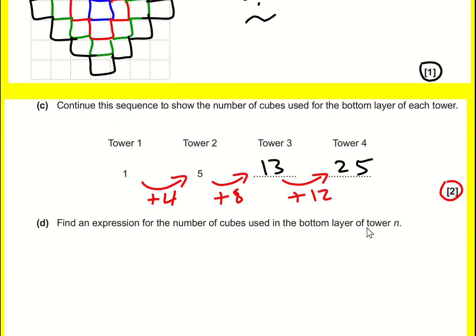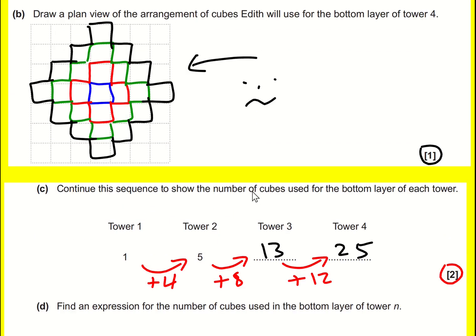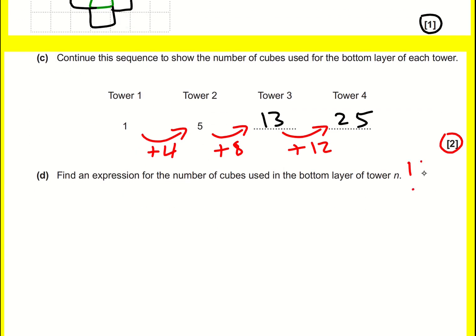And that's going to help me for part D. Find an expression for the number of cubes used in the bottom layer of tower N. Okay, this is definitely the most challenging. This is a hard question for number 10 in the paper, it's got to be said. But let's go for it.